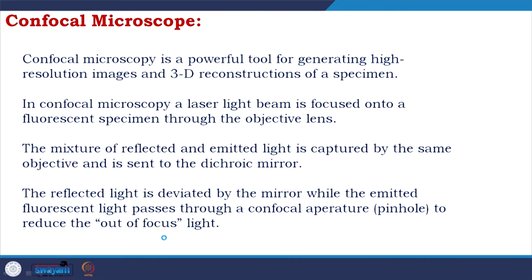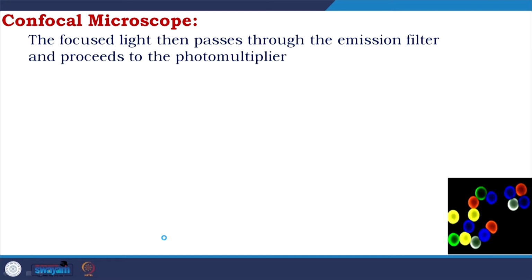Confocal microscope is a powerful tool for generating high resolution images and 3D reconstruction of a specimen. In confocal microscopy, a laser light beam is focused onto a fluorescent specimen through the objective lens. The mixture of reflected and emitted light is captured by the same objective and is sent to the dichroic mirror. The reflected light is deviated by the mirror while the emitted fluorescent light passes through a confocal aperture to reduce the out of focus light. The focused light then passes through the emission filter and proceeds to the photomultiplier.